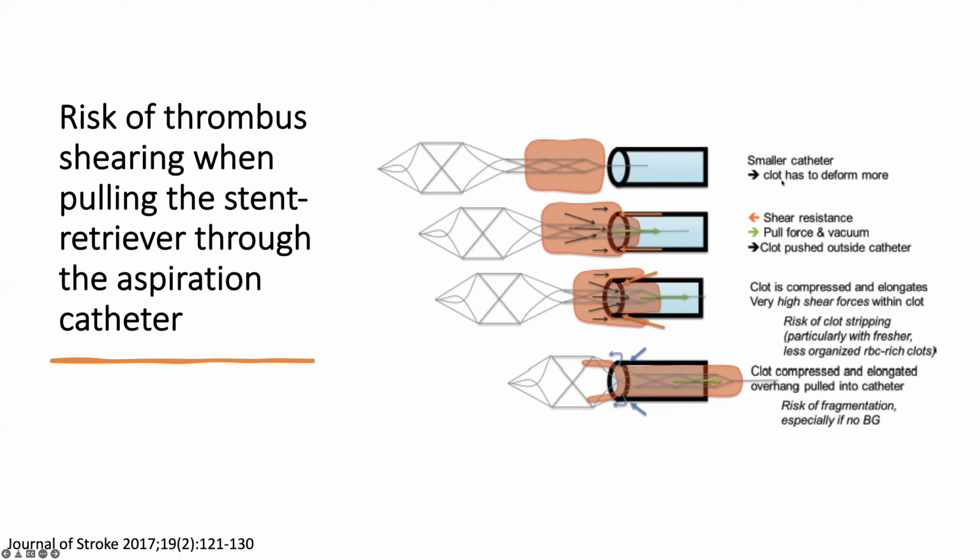So with a smaller catheter, the clot has to deform more. If this is very small, the clot has to deform more. Then you have shear resistance here on the suction catheter, and then you have the full force of the pull force of the stent retriever and the vacuum. And with this, sometimes the clot can get pushed out here. As the clot gets pushed out, you then get a tail on it, and then it can basically fragment. This is if you pull the stent retriever within the guide catheter. So please do not pull the stent retriever within the large bore aspiration catheter, because you will get distal embolization.